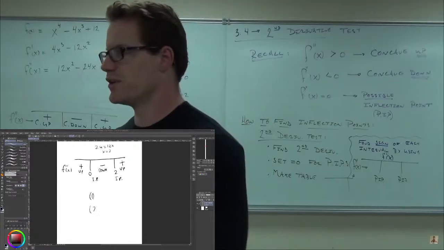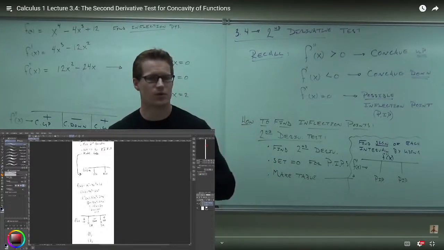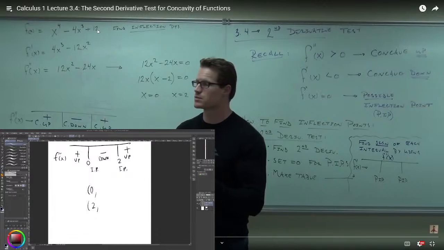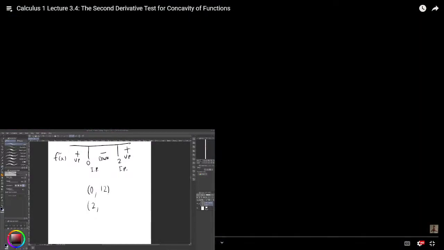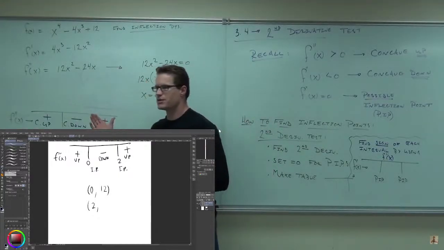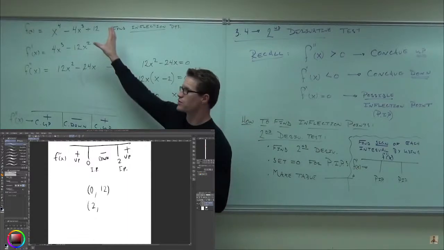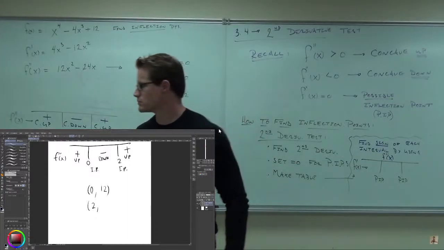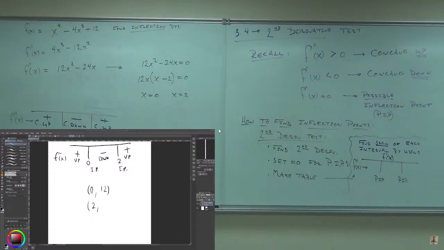I have 0 and I have 2. How do you find the points? Do you still use the second derivative? Do you use the first derivative or the original function? Plug those numbers into the original function, and that's going to give you the inflection points themselves. So the second derivative tells you concavity, but to find the points, you're going back to your original function.